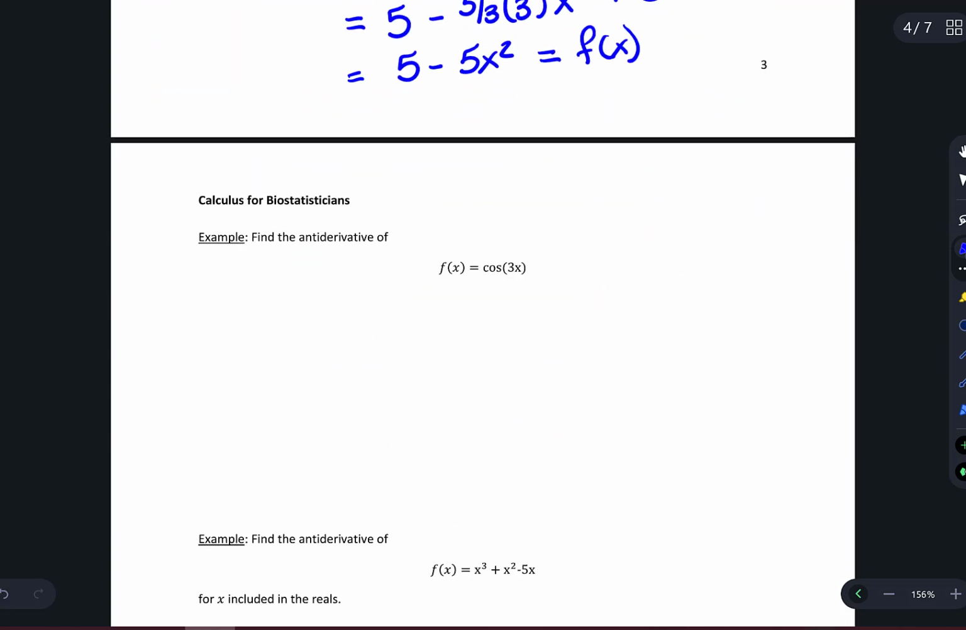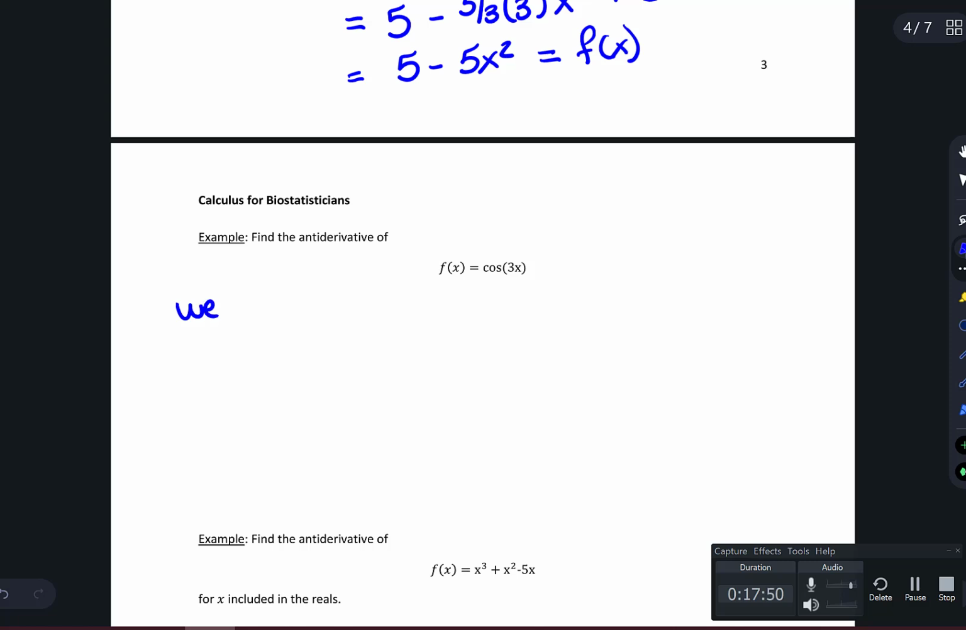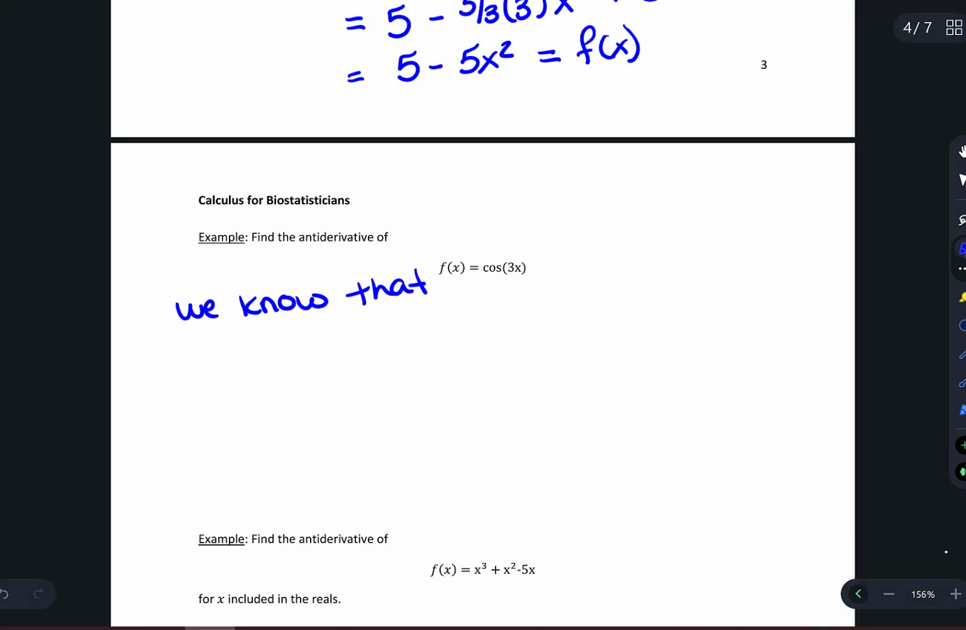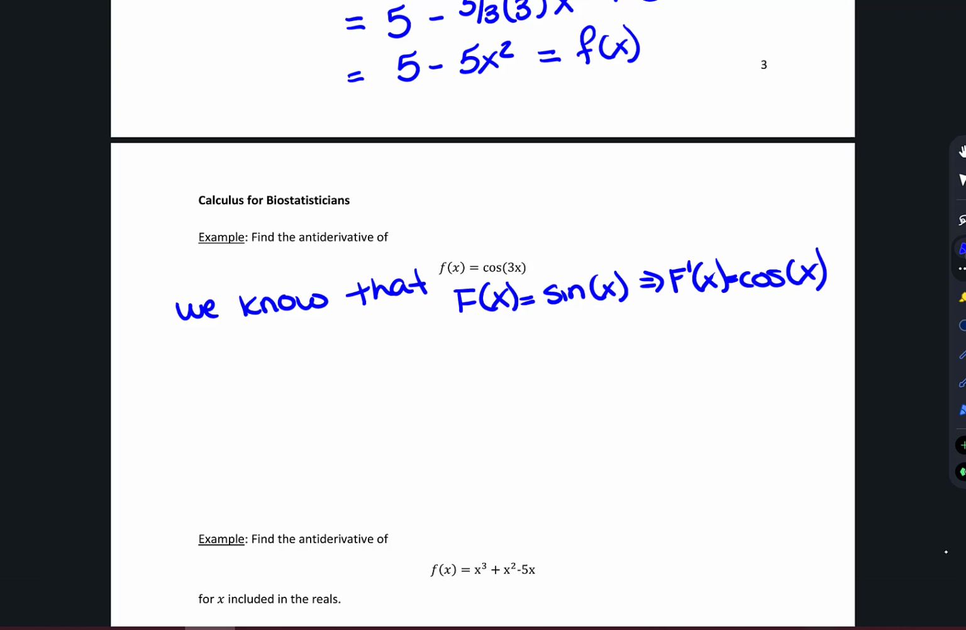All right, let's look at another example. So here I'm going to find the antiderivative of f of x is equal to the cosine of 3x. Now we know that if capital F of x is equal to the sine of x, then the derivative of that function is the cosine of x. So that gets us on the right track, because we're looking for a function whose derivative is equal to the cosine of 3x.